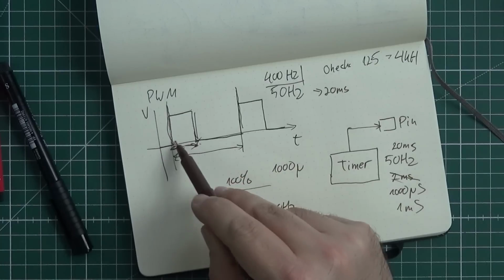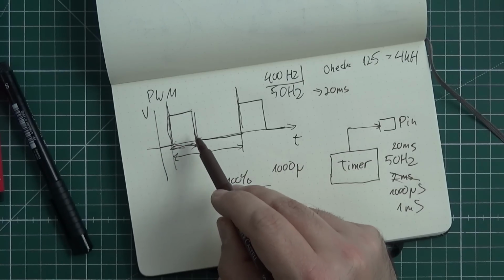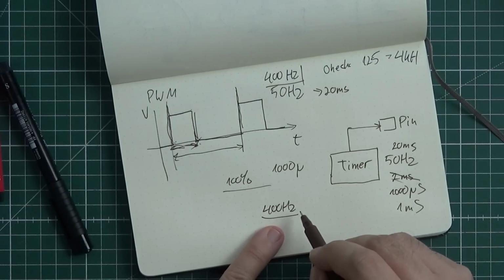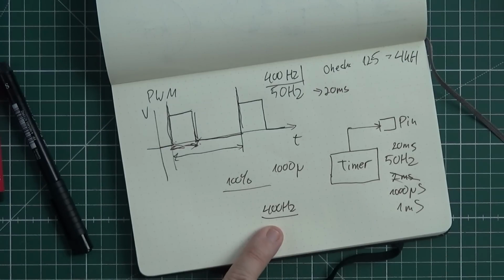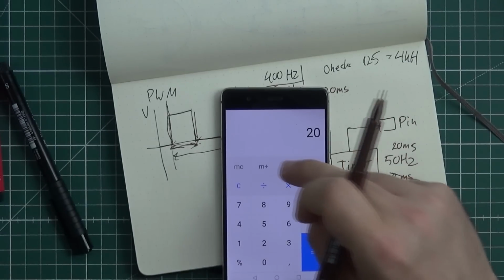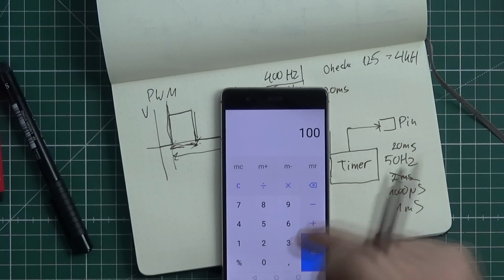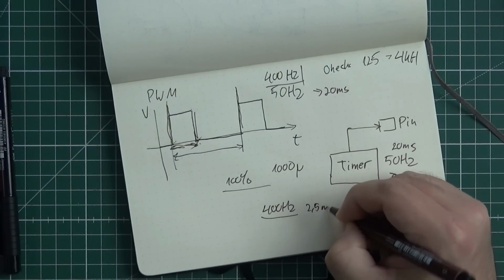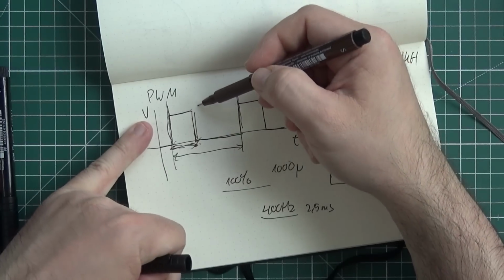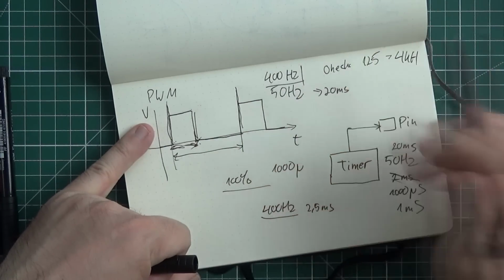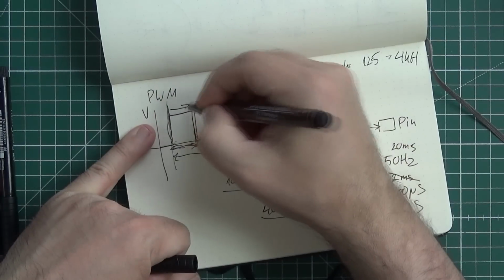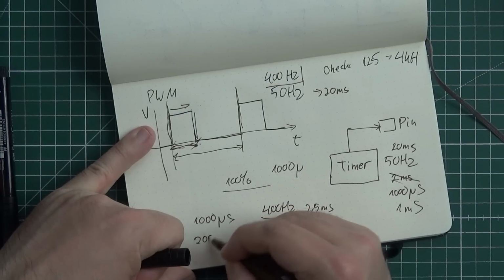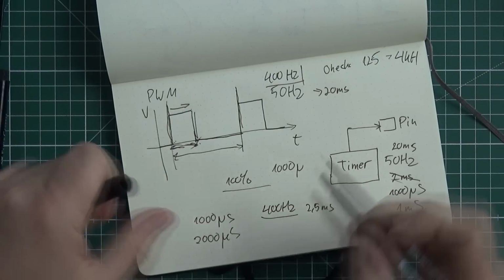So the value of the voltage will go up 400 times per second, meaning every 2.5 milliseconds it will be put up. And, for example, to have zero throttle on the motor, we have to configure this period of time to 1000 microseconds, or 2000 microseconds if you want to have full throttle.